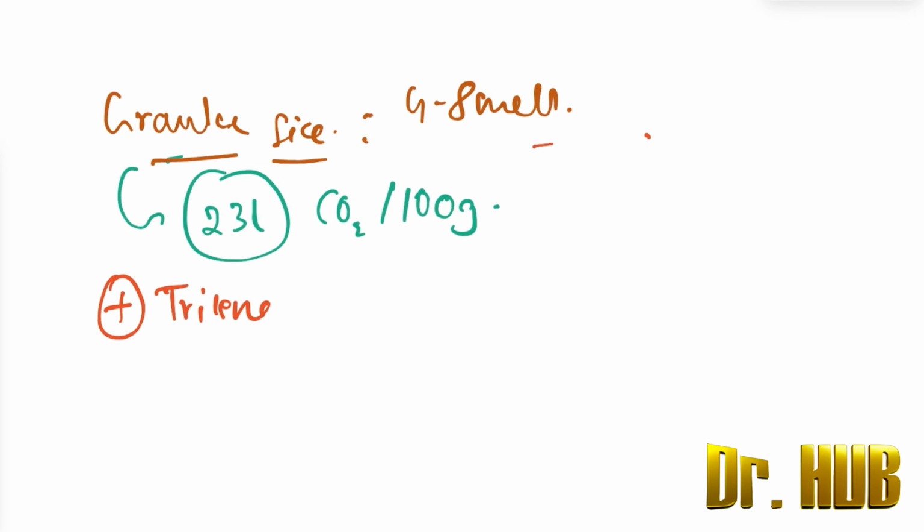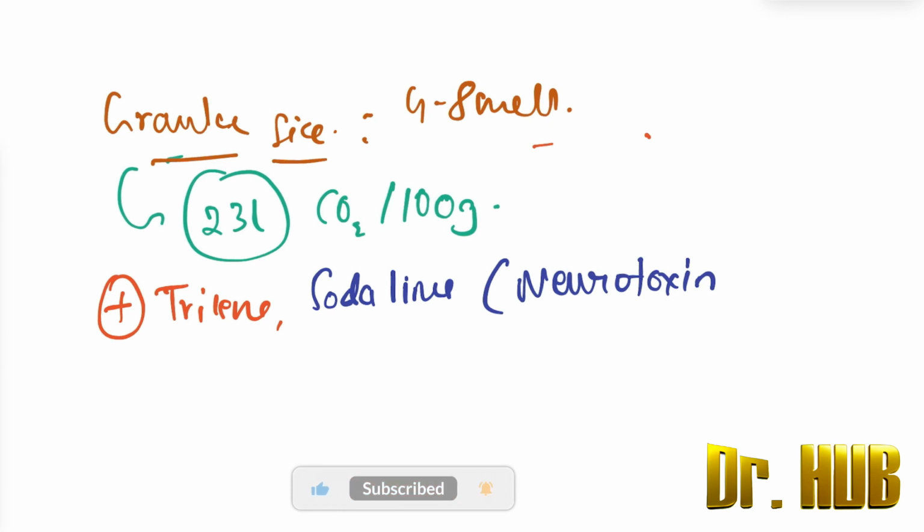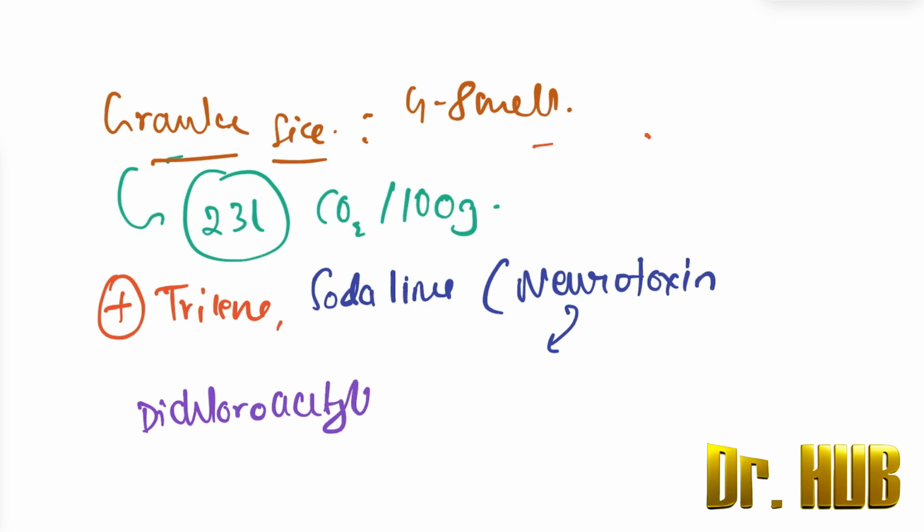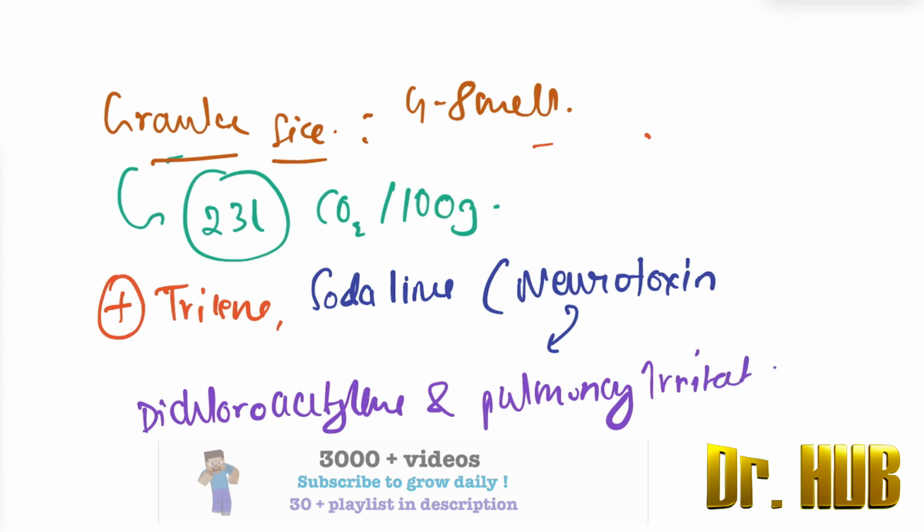Along with trilene, the soda lime forms a neurotoxin, dichloroacetylene, and a pulmonary irritant known as phosgene gas, and hence it is contraindicated.